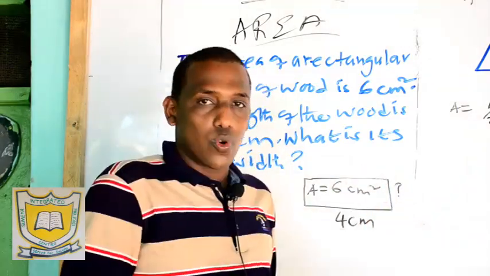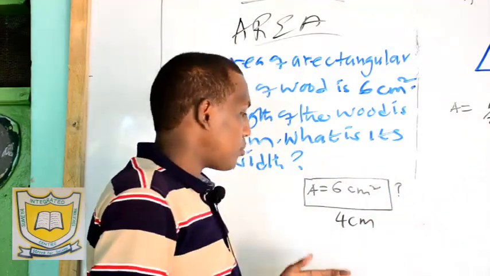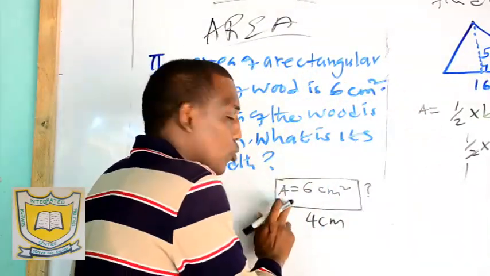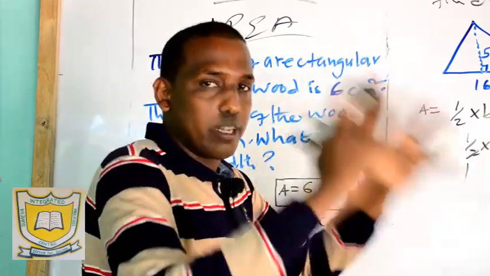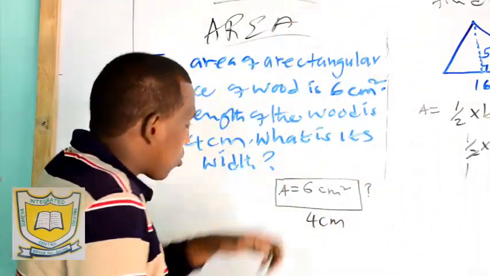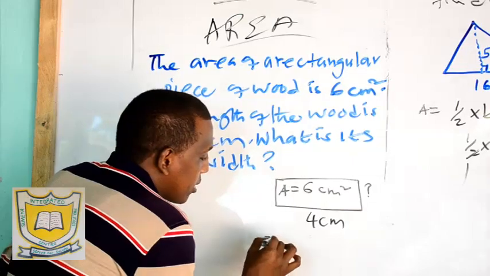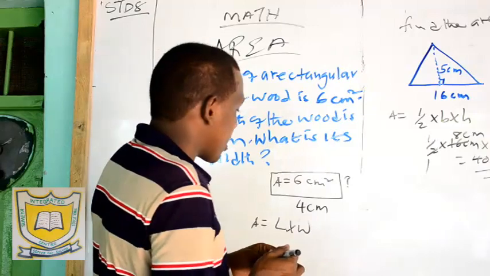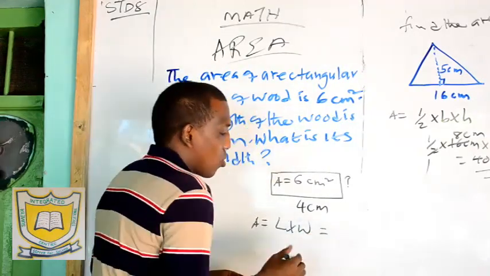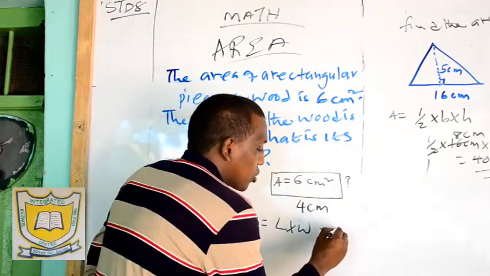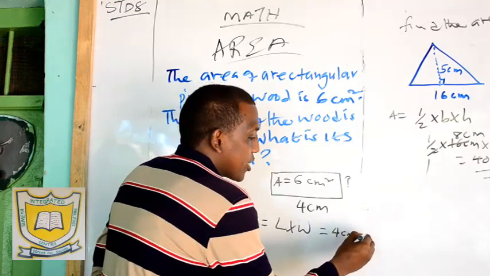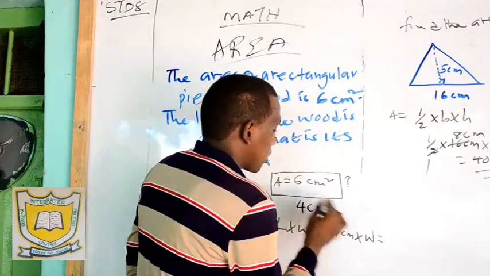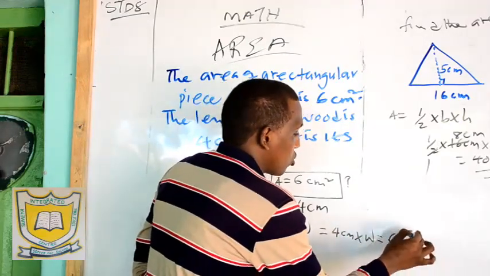They're asking the width. So remember, when you are given the area, you use the formula for getting area. When you are given the perimeter, you use the formula for getting perimeter to substitute the other side. So the area is equal to length times width. That was our formula. Area is equal to length, which is 4 centimeter, times the width, which is what they are asking. We don't know, I'm just following the formula, is equal to the total area, 6 centimeter squared.